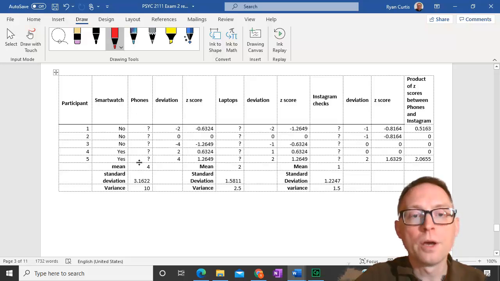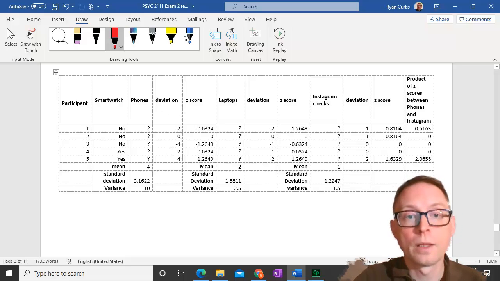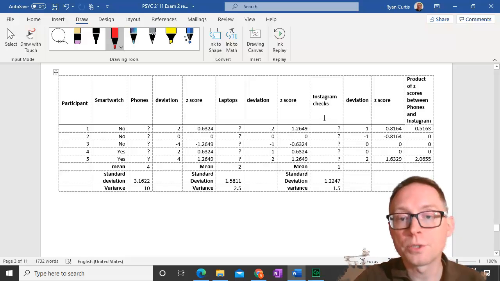The number of phones you own, I have question marks there. I am not giving you the raw data. But I do have the deviation for phones and the z-score for phones. The number of laptops, also question marks, but I give you the deviations for laptops and the z-scores for laptops.